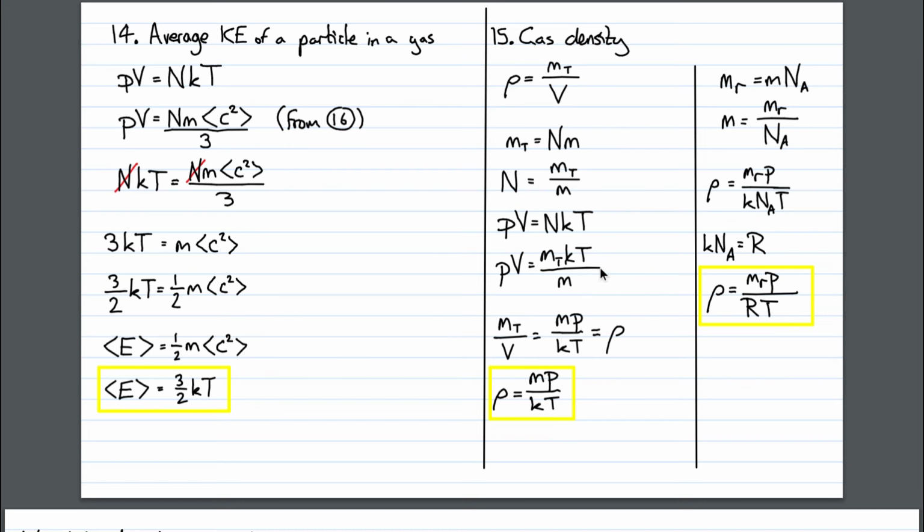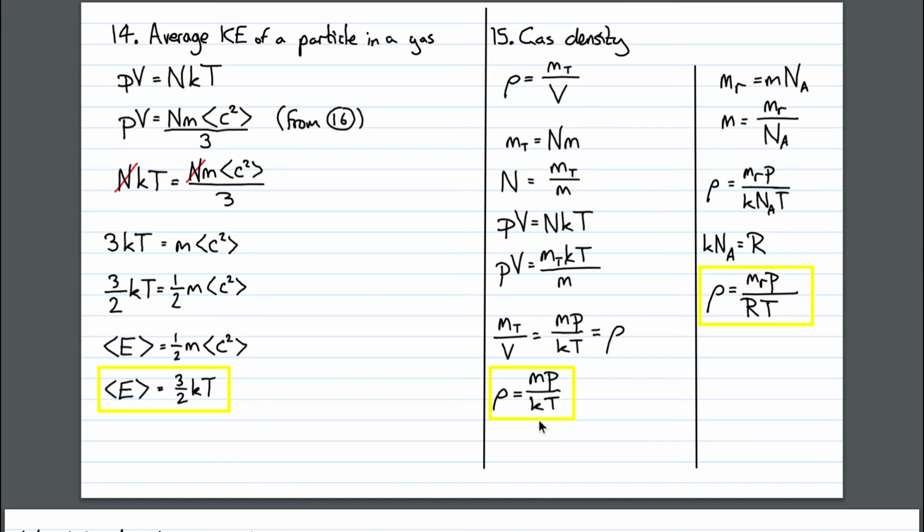And then we can divide through by V and multiply through by m and divide through by k over T, basically rearrange this equation to get mT over V, which is here. Well, mT over V, we already said right at the start, was the density of the gas. So there we are, we've got the density of the gas expressed in terms of the mass of a particle of gas, the pressure of that gas, the constant k, and T, the absolute temperature of the gas. But what if I don't know the mass of a particle of gas?